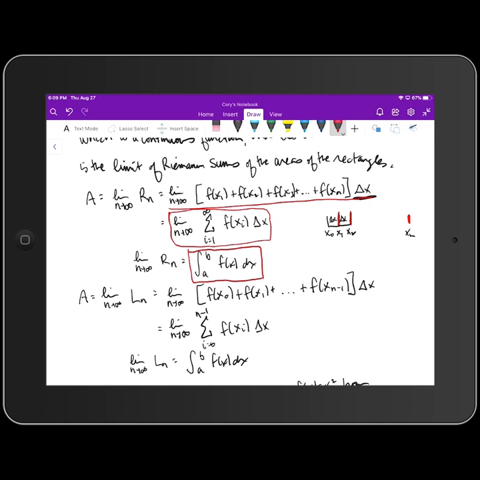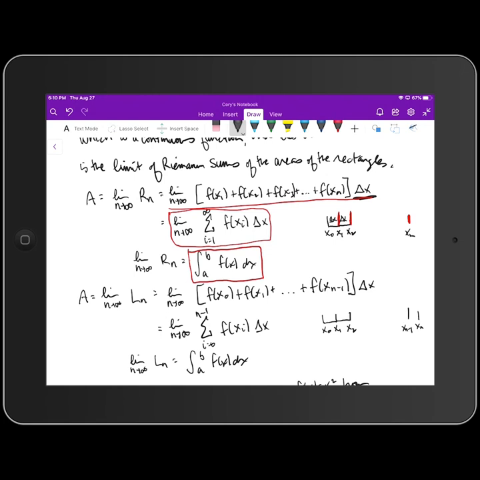Now, it's going to be a little bit different for the left Riemann sum. We're still starting at x sub 0, and then the endpoint of that first subinterval is going to be at x sub 1. The endpoint of the next one is going to be at x sub 2. Our last one is going to be x sub n, but the one that precedes it is going to be x sub n minus 1.